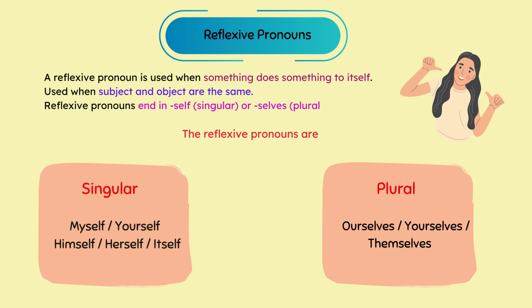Reflexive pronouns always end in self for singular and selves for plural. The reflexive pronouns are: singular, myself, yourself, himself, herself, itself; plural, ourselves, yourselves, themselves. Use them only when the subject and object are the same. Let's look at more examples and common mistakes next.